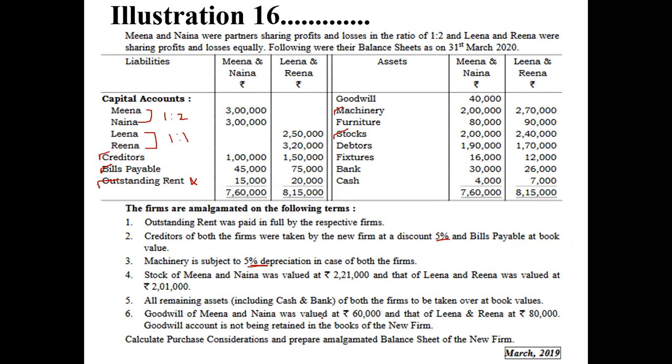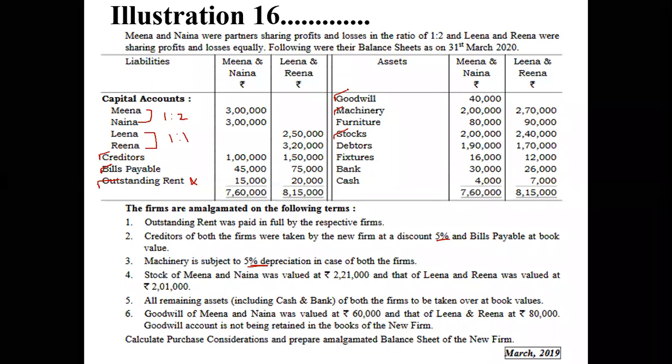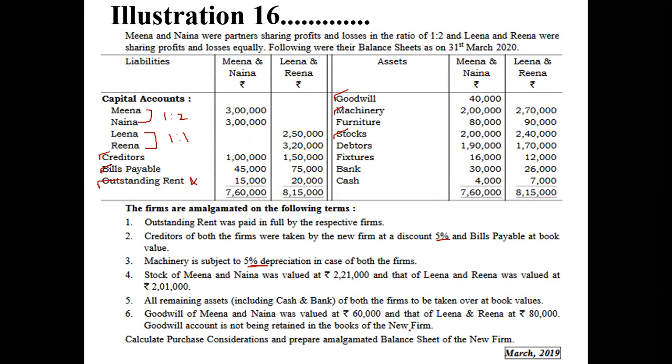Goodwill of Meena and Naina was valued at rupees 60,000 and that of Leena and Reena rupees 80,000. Goodwill account is not being retained in the new books of the new firm.